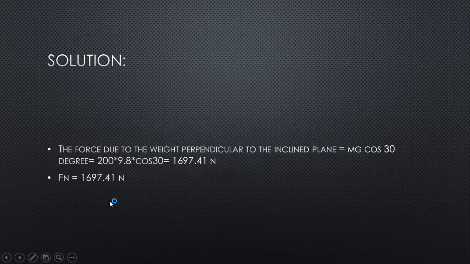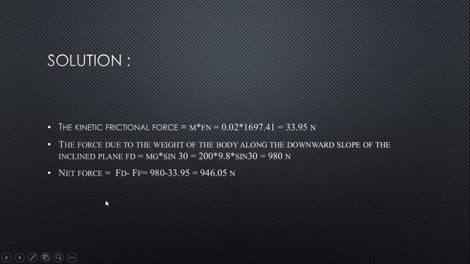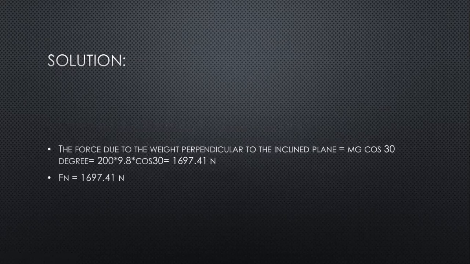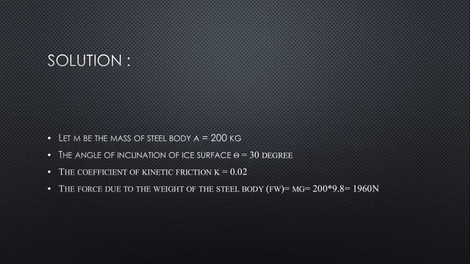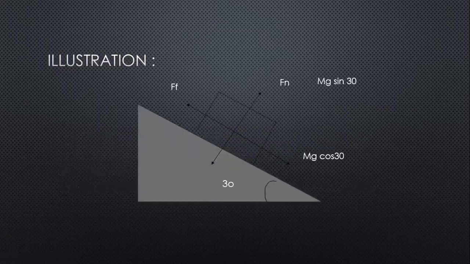So in this problem, we want to find out the net kinetic frictional force on a body sliding down across the inclined slope. For that, we want to calculate the downward force and the frictional force due to kinetic friction. They have given the mass value. From that, we want to find out the resolving of force into horizontal and vertical components.